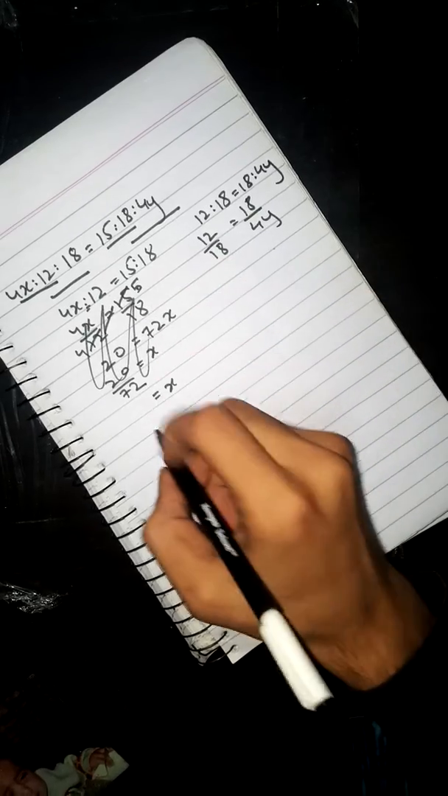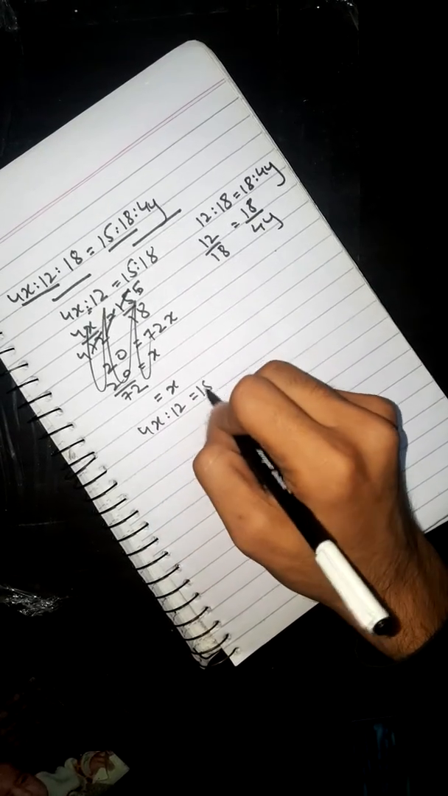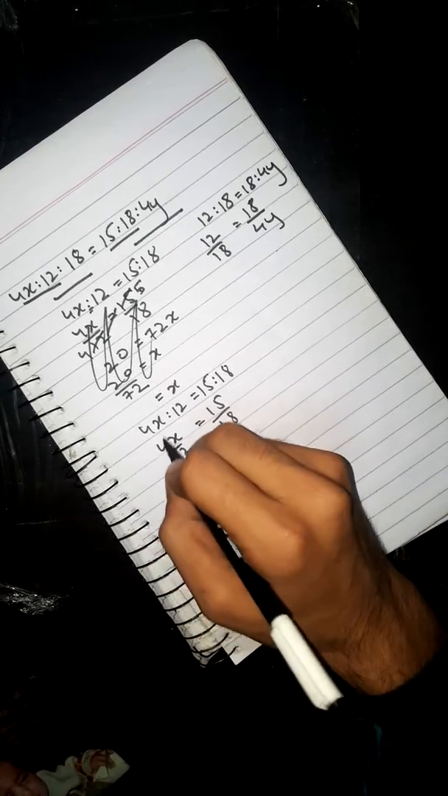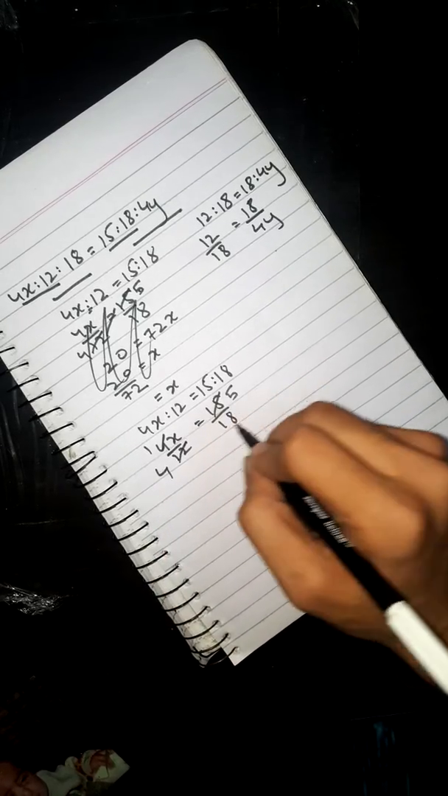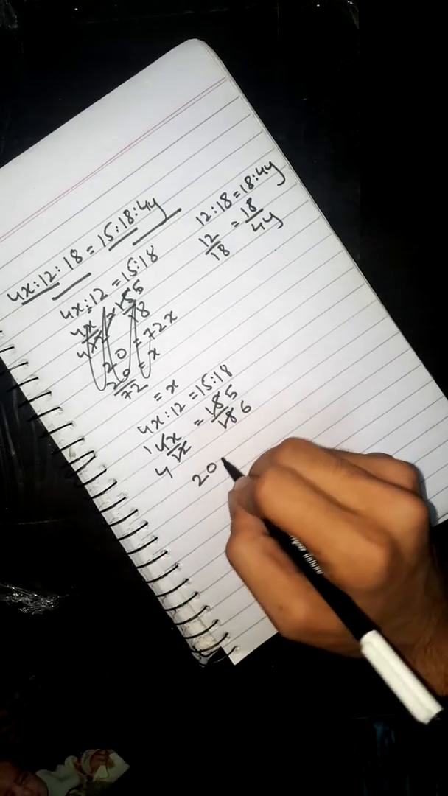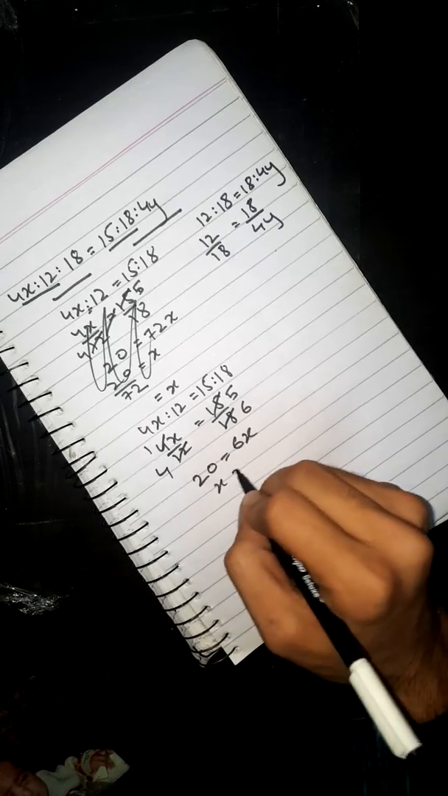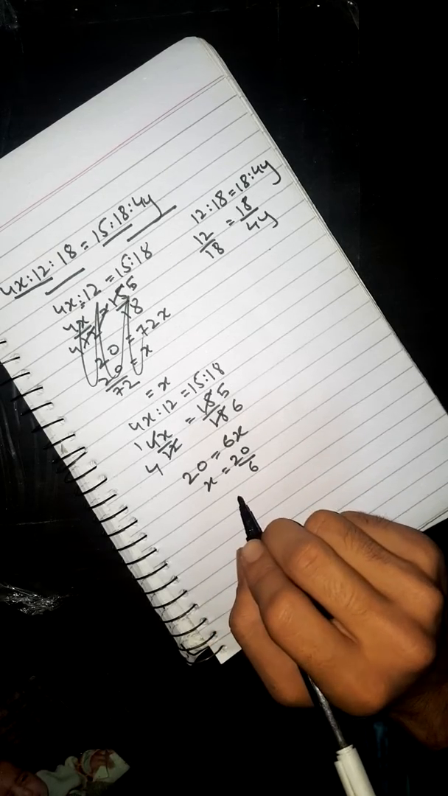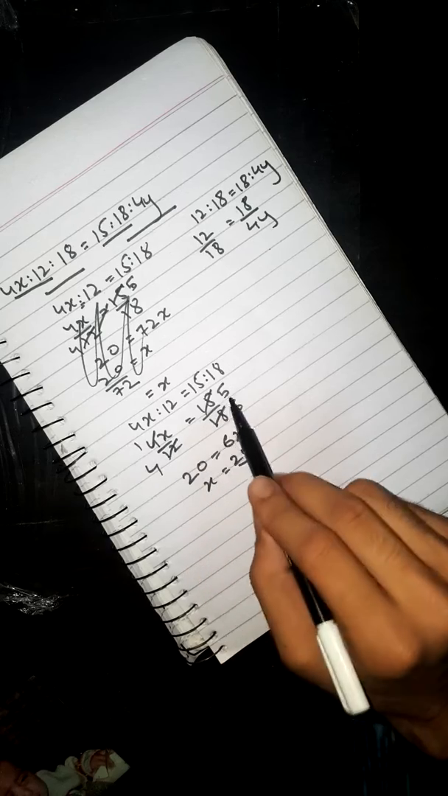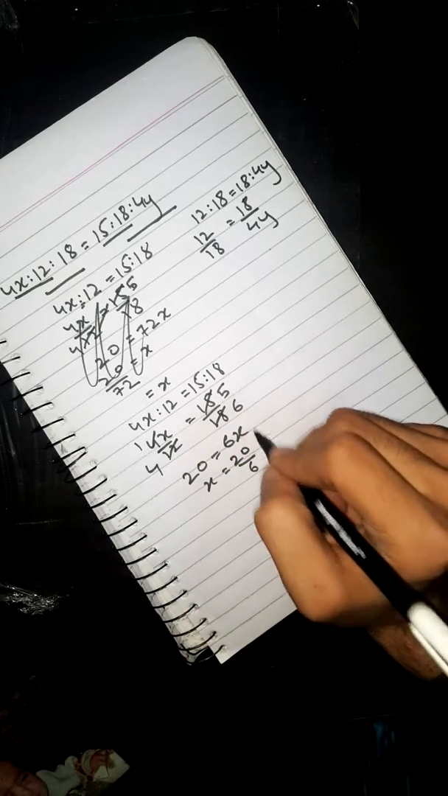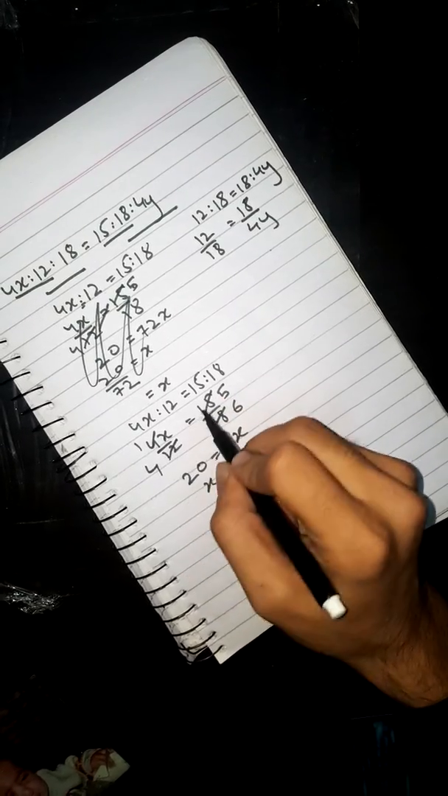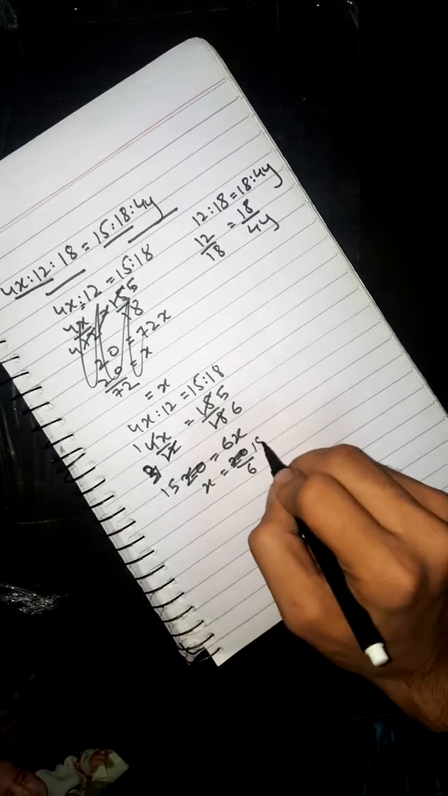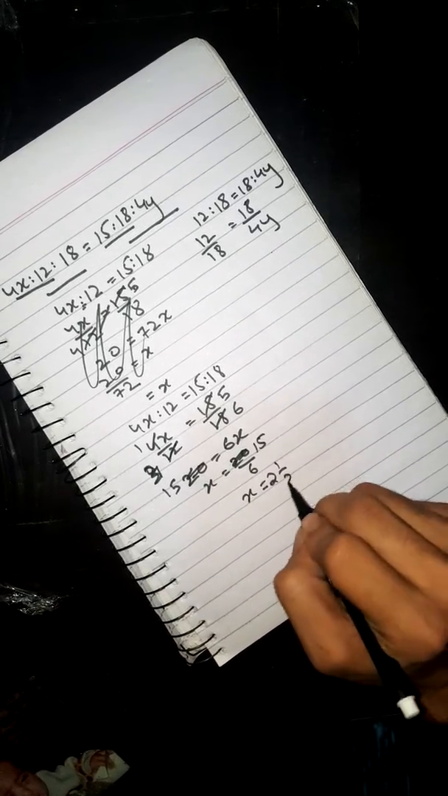I'll start again from 4x ratio 12 is equal to 15 ratio 18. 4x over 12 is equal to 15 over 18. 4 times 1 and 4 times 4, 3 times 5 and 3 times 6. Now cross multiplication would give us 20 is equal to 6x. X is equal to 20 over 6. Sorry, it will be 3 times 5 and 3 times 4, 3 times 5 would be 15. So 15 over 6 will give us 2 whole 1 by 2.